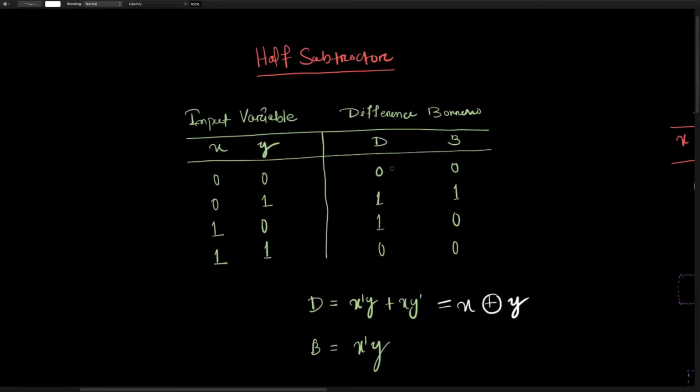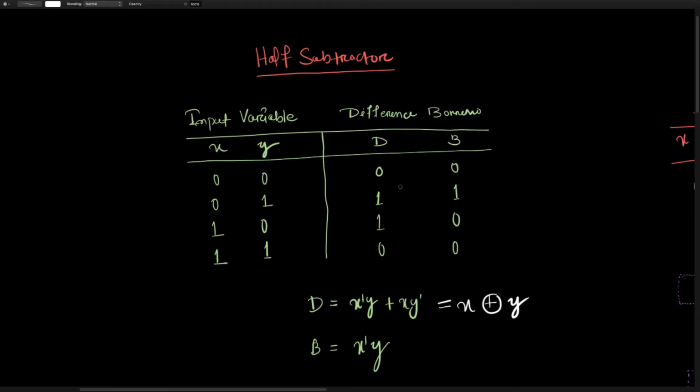Today's lecture, we will be studying the half subtractor and full subtractor operations. Just like in the previous class, where we studied the full adder and half adder operations, this time it is different. Same as in the half adder, we have two inputs and a difference output, and in place of the carry we have a borrow. So for each case we have a difference output and also a borrow output.